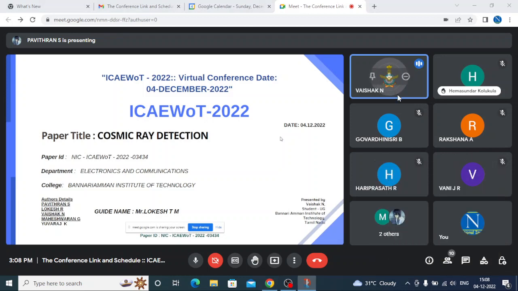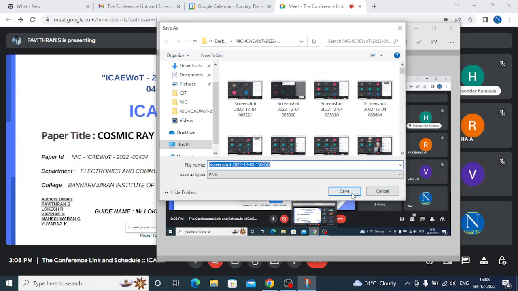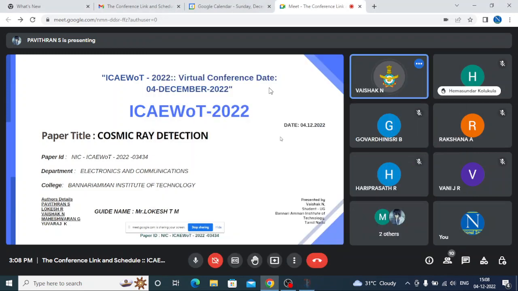Okay, sir. Good afternoon. I'm Vaishak and I'm from Bannari Amman Institute of Technology, currently pursuing second year. So the topic that we're going to be discussing today is cosmic ray detection. And the co-authors include Pavitran, Lokesh, Maheshwaran, and Yuvraj.